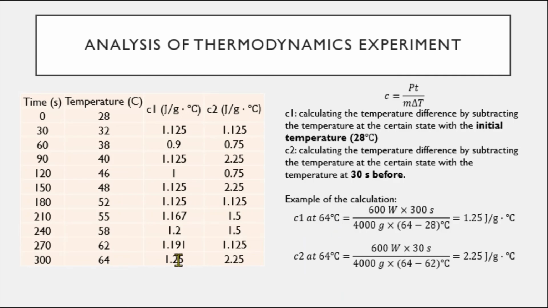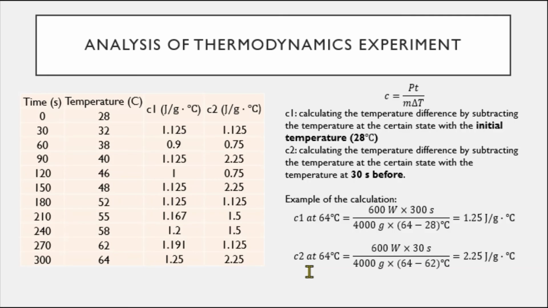For C1 at 64 degrees Celsius, the formula is this: P is 600 watt, and then the time is 30 seconds. The mass is 4,000 gram, and the temperature difference is 64 minus 28 degrees Celsius, and the result is 1.25 joule per gram degree Celsius.